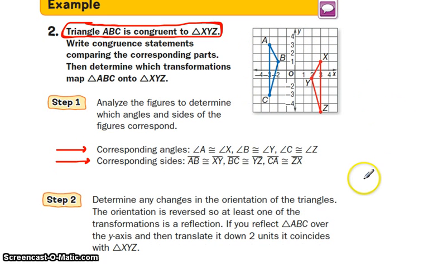Well, in this case, what you're going to have to do is reflect this triangle first to get the orientation the right way. Then you're going to have to translate it 2 units down to get it to map. And since it's on a coordinate grid, you can be more specific. You can say you have to reflect it across the y-axis, and then translate it 2 units down. All right, let's look at your got it problem.